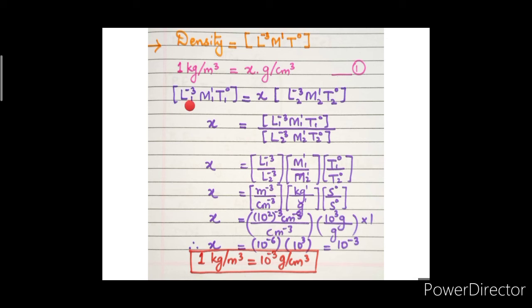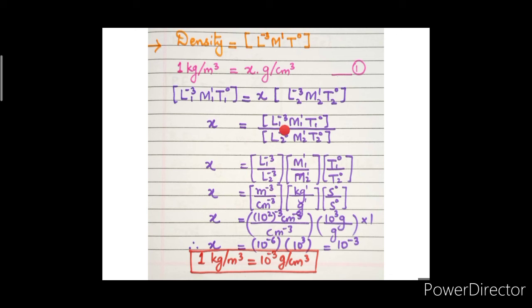So here we have to write L1 raised to minus 3, m1 raised to 1, t1 raised to 0, is equal to x. For the CGS units, suffix 2 is there. So here we write the dimension in the CGS system as L2 raised to minus 3, m2 raised to 1, t2 raised to 0. Then the value of x is written as the left hand side term divided by the right hand side term. After that we have to segregate by the dimensional quantities, that is L, M, T.